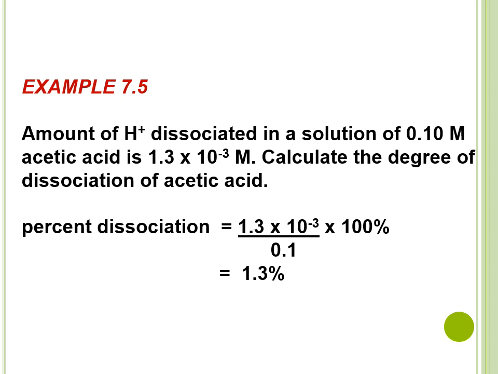First, we find the change in concentration of the H plus. It's given in the first sentence, 1.3 times 10 to the power of negative 3. And it is divided by the initial concentration of the acid, given 0.1 molar. So we put them in the formula, and the percent dissociation is 1.3%.